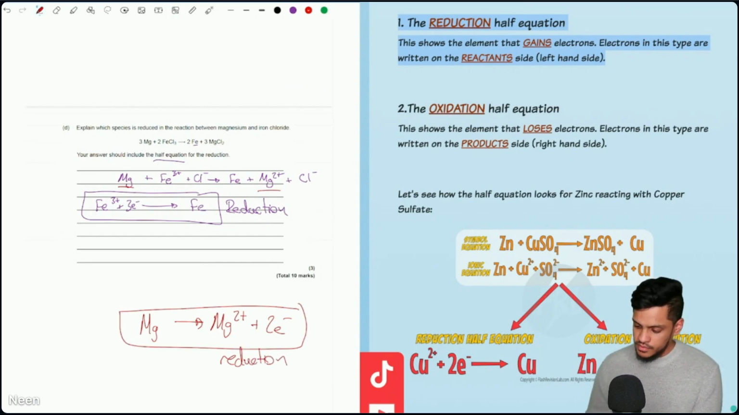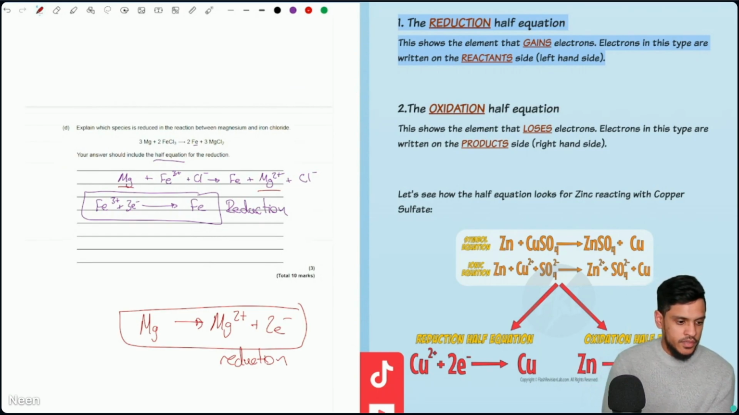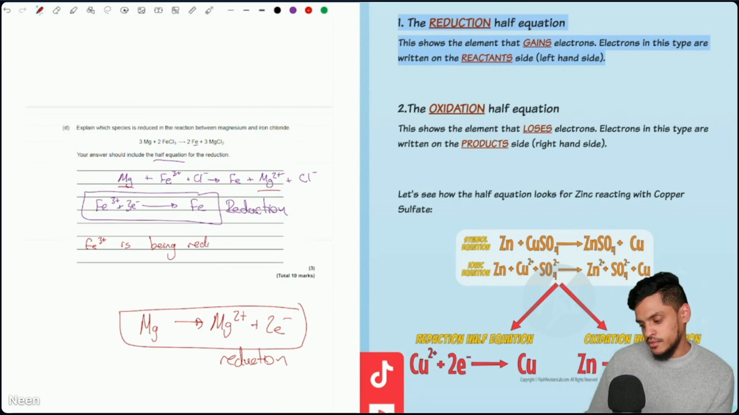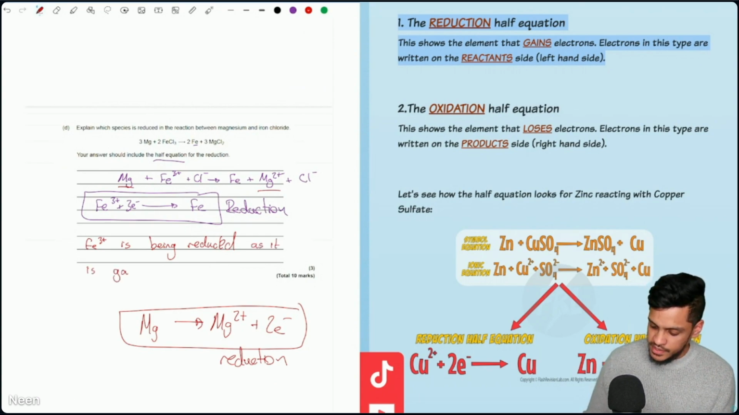So the answer, to get 3 marks here, you write the half equation and you say Fe3 plus is being reduced as it is gaining electrons.